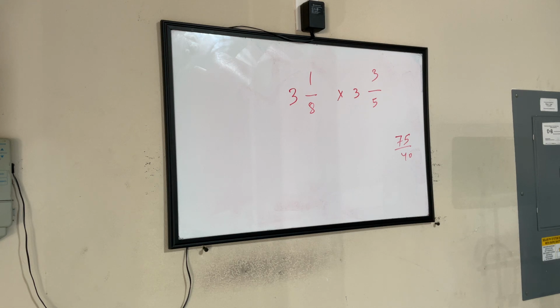What you can do? 25 is how much? You can always write 25 as 5 into 5. And then 18 you can write as 9 into 2. Then I have 8 here, which I can write as 4 into 2. And I have 5 here. See, I can do tic-tac-toe. This one gone. This 2 gone. What do I have? This into this.